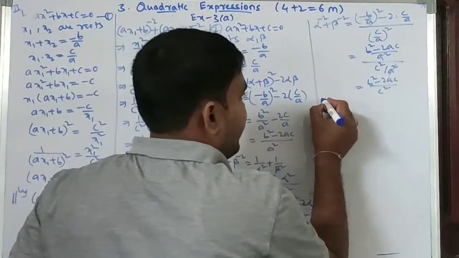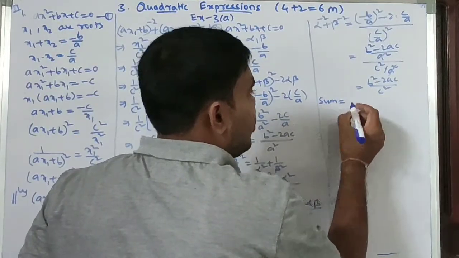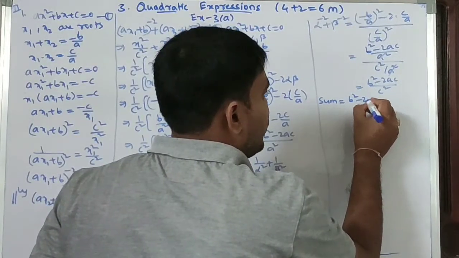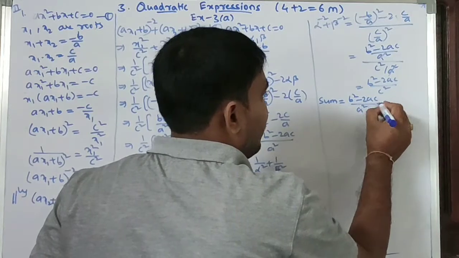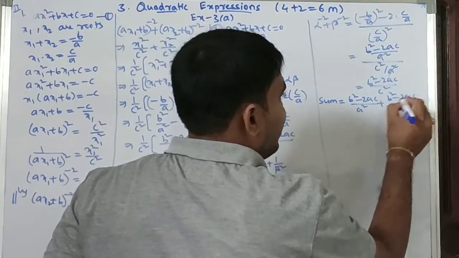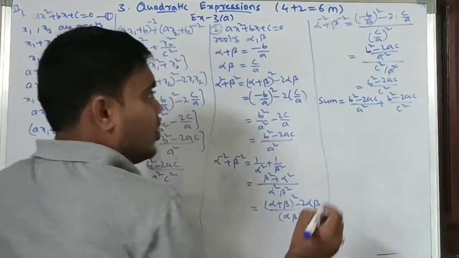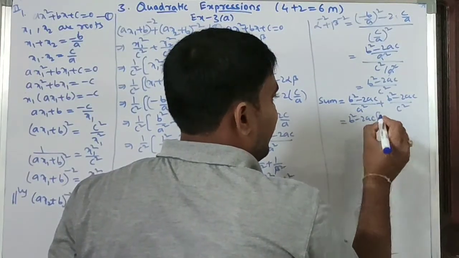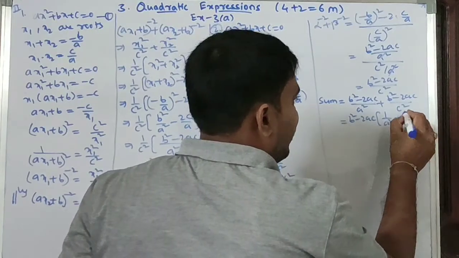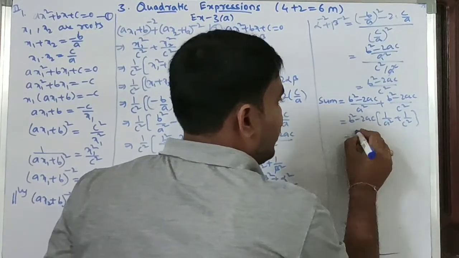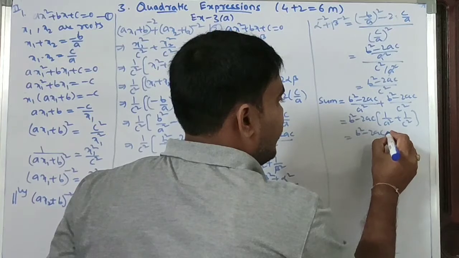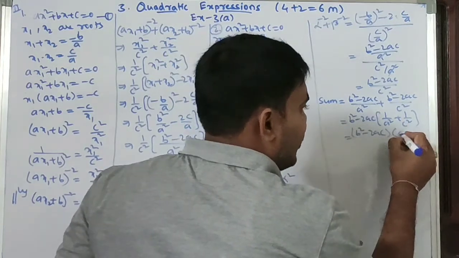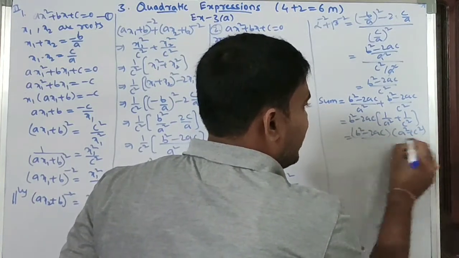Next, sum equal to (b square minus 2ac) by a square plus (b square minus 2ac) by c square. So taking LCM, b square minus 2ac common, 1 by a square plus 1 by c square. Overall, (b square minus 2ac) of (a square plus c square) by a square c square.